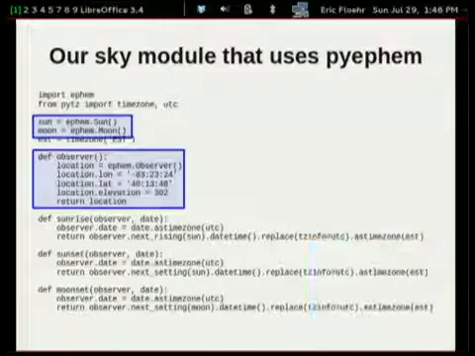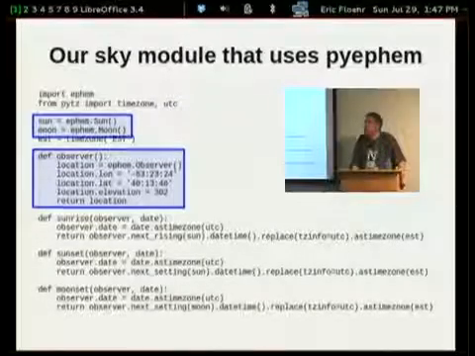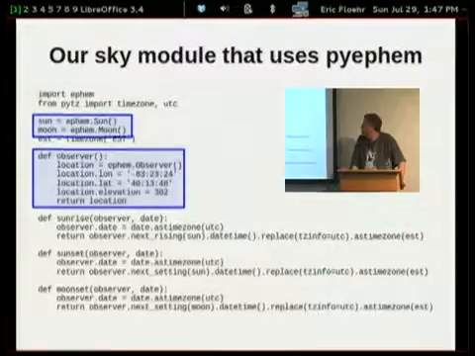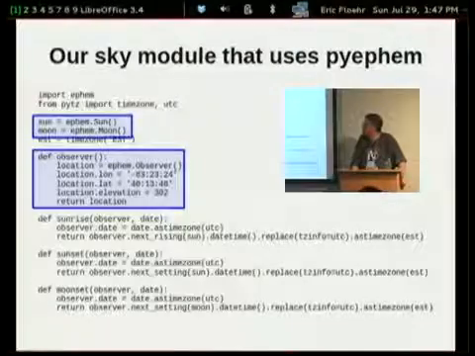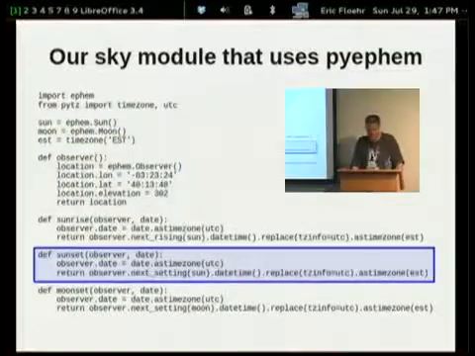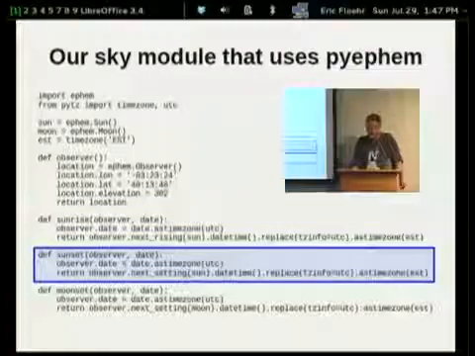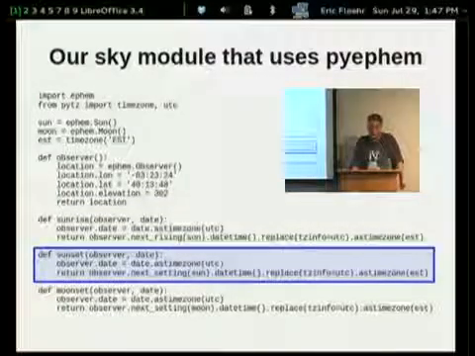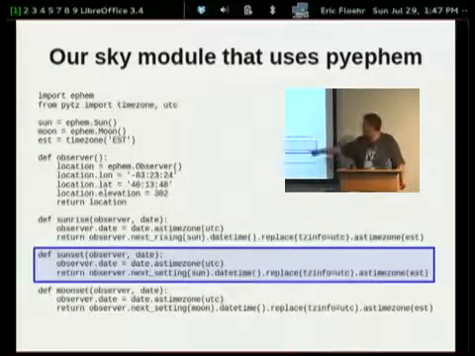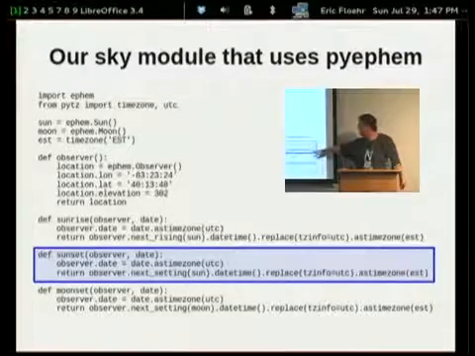So here's my little layer on top of PyEphem. PyEphem has objects for the sun and the moon, and if you look at my observer function, I created an observer with a specific latitude, longitude, and elevation, and that's exactly where the webcam was located. And then if you look at sunset, I changed the time that's passed in to UTC in case it wasn't UTC already, because that's what PyEphem takes. And then I say, give me the next setting of the sun object, and I return it in Eastern Standard Time.